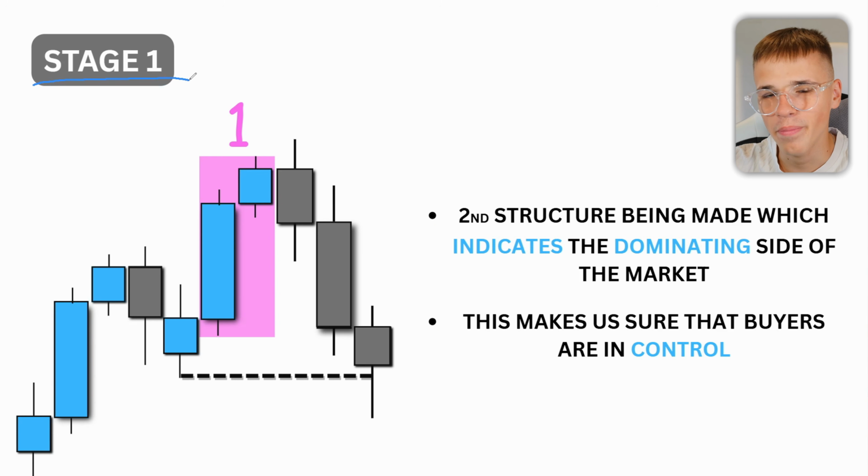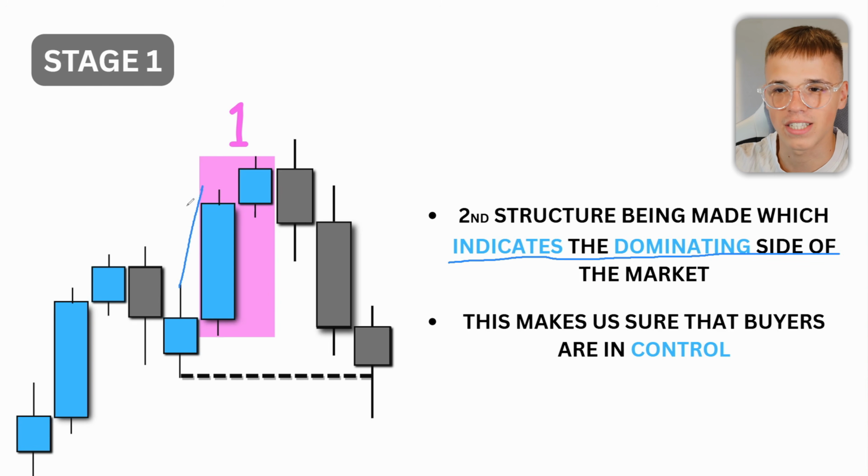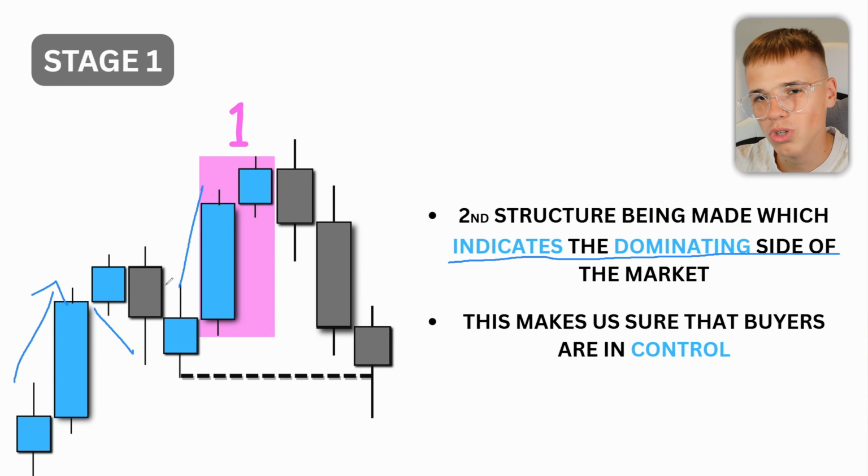And now something weird happened. We are again at stage number 1, and I'm gonna explain this in detail. The second structure is going to be made, because that will indicate to us that the dominating side of the market is this side. Basically, if we had a push right here to the upside, then we had a correction leg exactly like this one, how can we be so sure that we are still going to go to the upside?